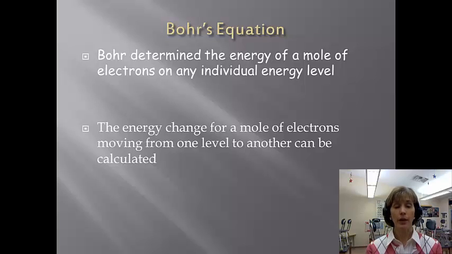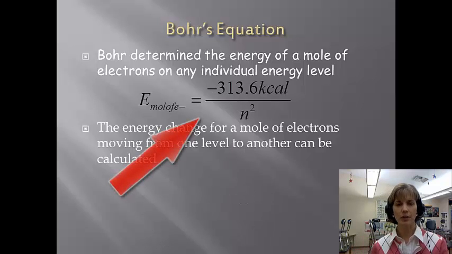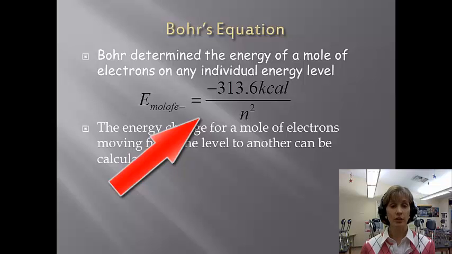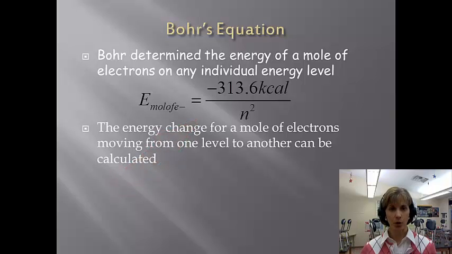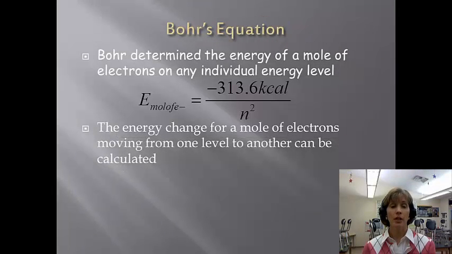Well, Niels Bohr, as he studied hydrogen, actually figured out how much energy it would take to excite a mole of electrons of hydrogen so much that they didn't just jump up to higher levels, they actually jumped up so far that they left the atom altogether. That's really exciting. So he figured out that that is 313.6 kilocalories of energy per mole. Now that just works for hydrogen. The fact that this is done per mole is important because he couldn't study just one atom of hydrogen.